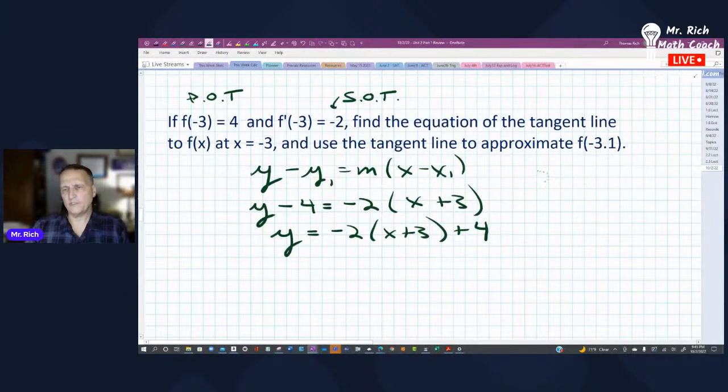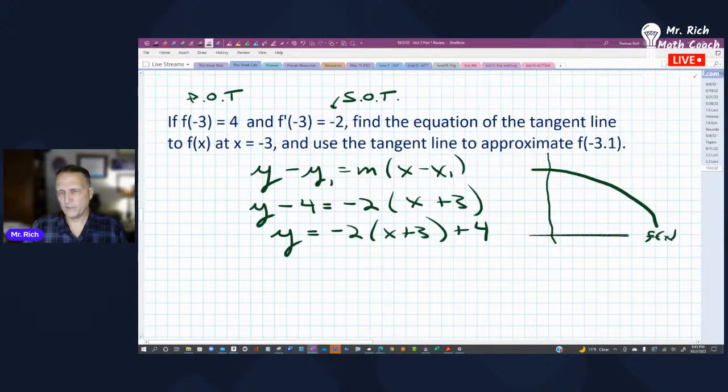So let's just take a look at what we're talking about. Suppose there's some unknown f of x. I have no idea what the function is because they didn't give us any information about that. However, let's call this x equals -3 right here. And what we just determined is that when x is -3, there would be a tangent line that's going to come down, and it's going to have this equation.